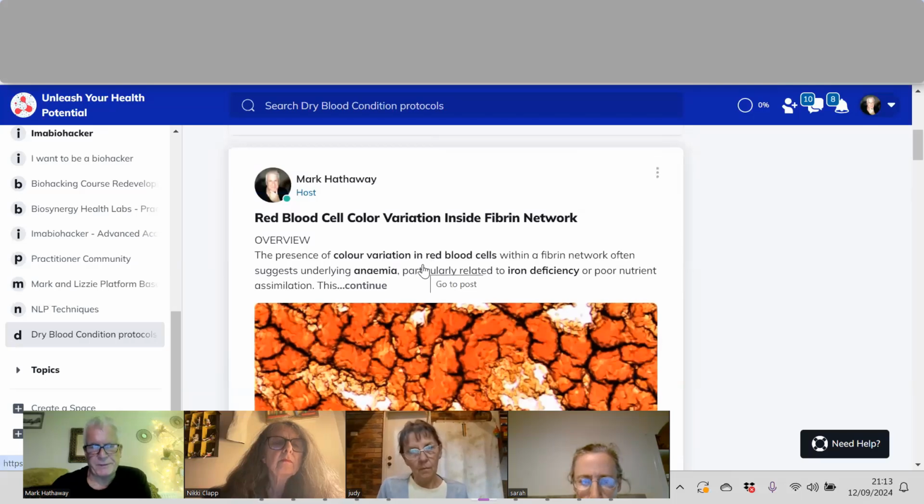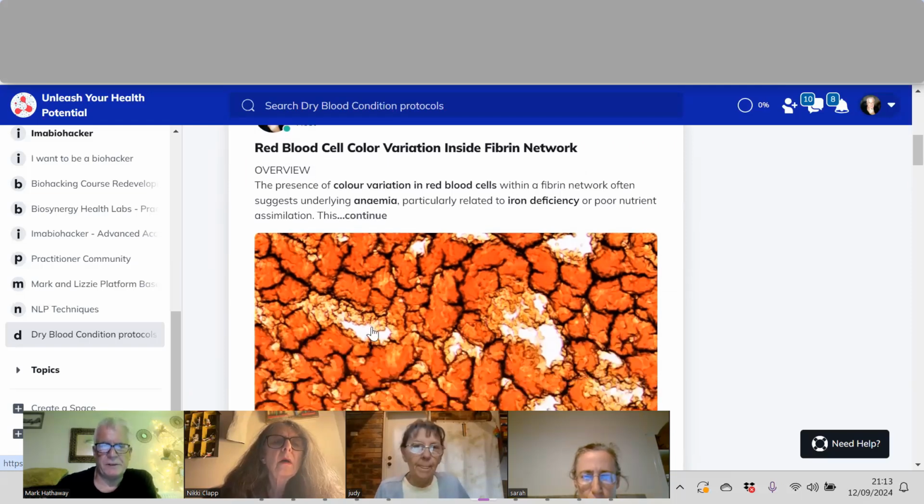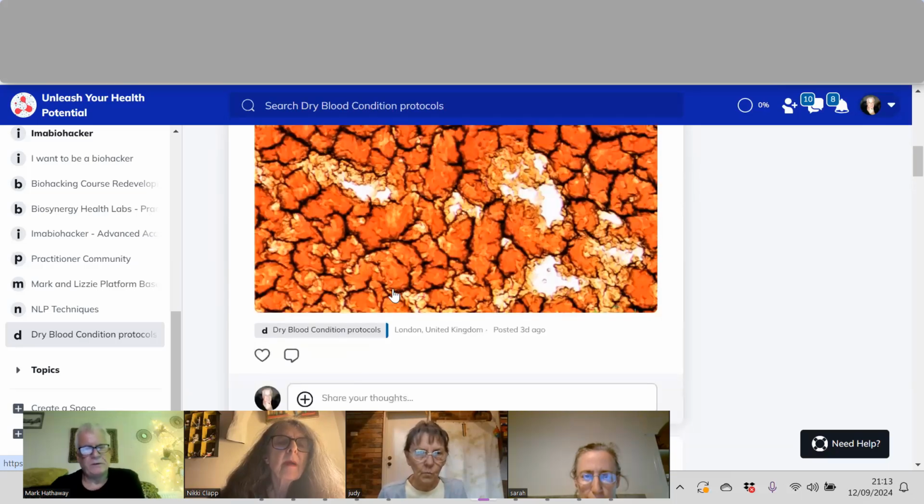Well, I might as well just quickly show you the pictures that I've got here, the differences. Here's one with anemia and iron deficiency. You see the white patches, but they've got this color variation around the edges, the red blood cells, and then you've got the red blood cells here.